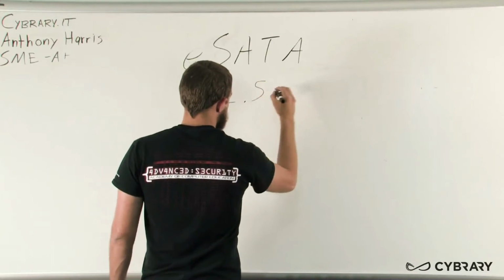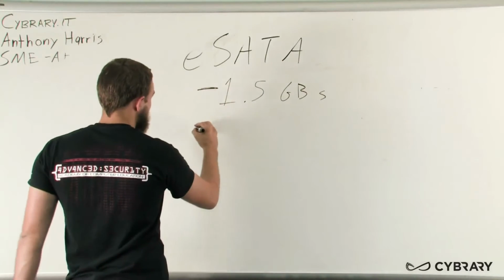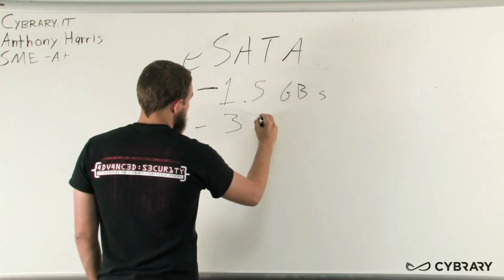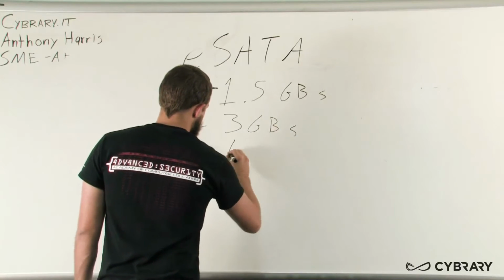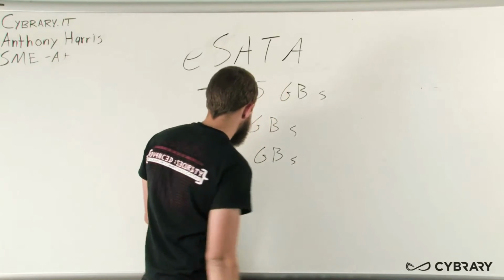Our eSATA connections come in a couple variants as well. Our first iteration will actually be 1.5 gigabytes a second. Our second iteration, after more development, was up to 3 gigabytes a second. The most current iteration is up to 6 gigabytes a second.